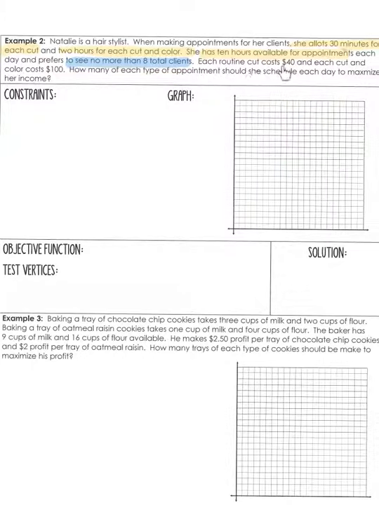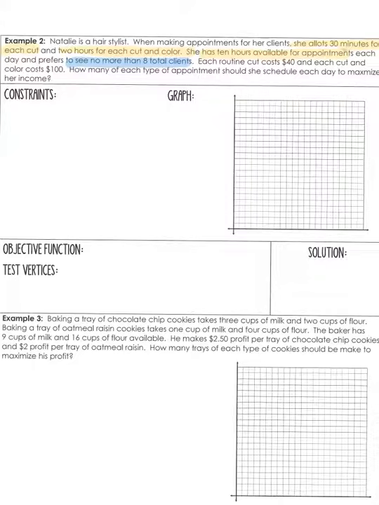Each routine cut costs $40 and each cut and color costs $100. How many of each type of appointment? So that's the question: how many of each type of appointment should she schedule? That's what you should let your variables be, because that's what the question is asking. That's what you don't know, to maximize her income. So anything to do with her income will be part of the objective function.